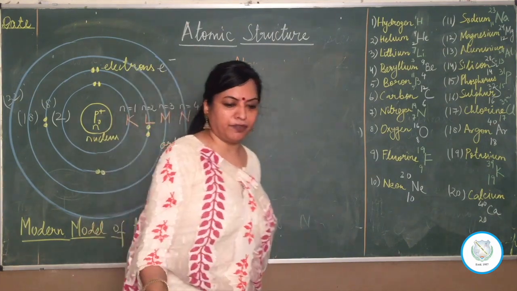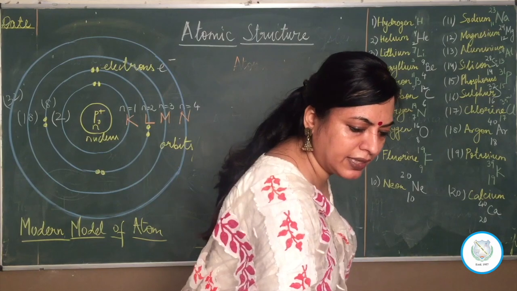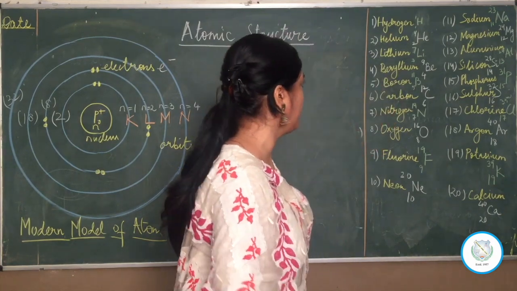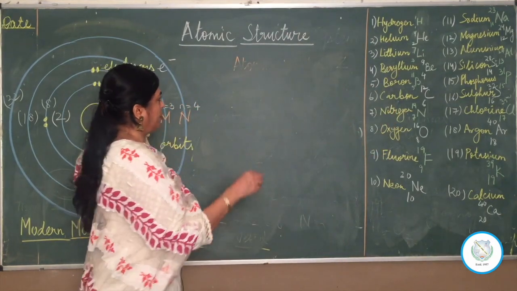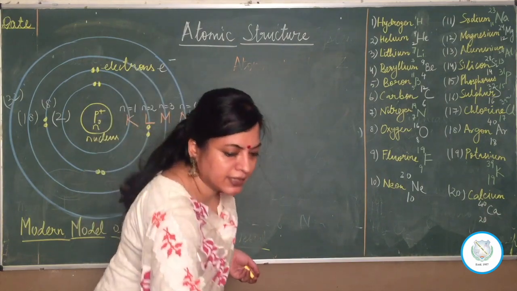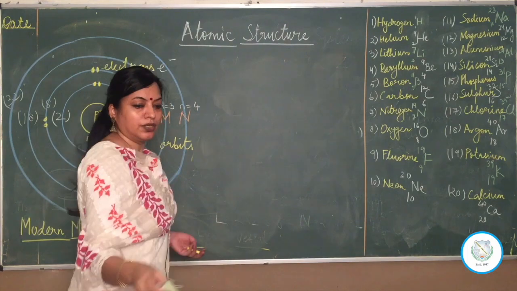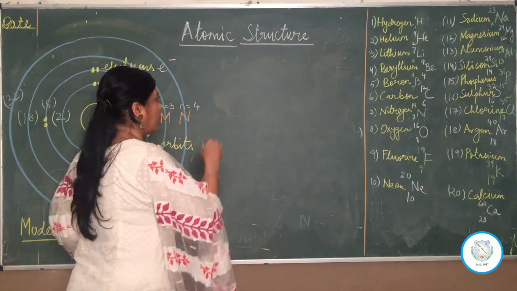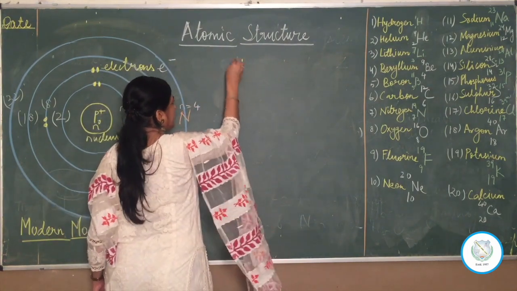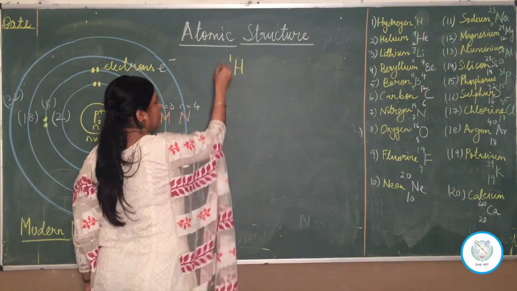In front of every name, the symbolic representation has been shown, if you have noticed. The first example is hydrogen. If we take the example of hydrogen, from its symbolic representation, you have to find out whatever information it is giving you. H 1 1. Now what is this?